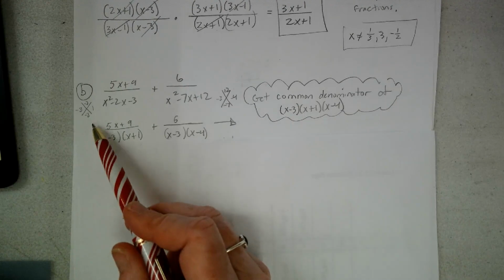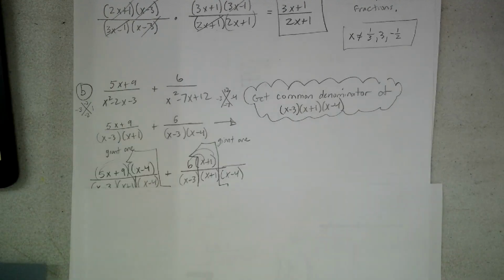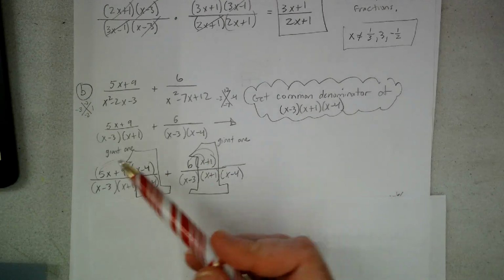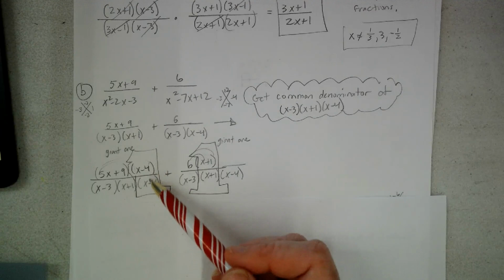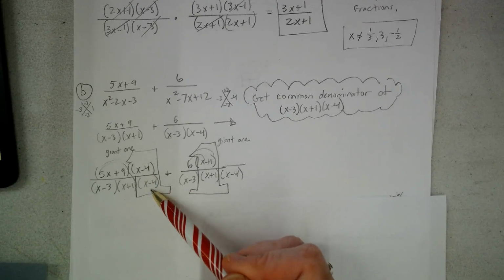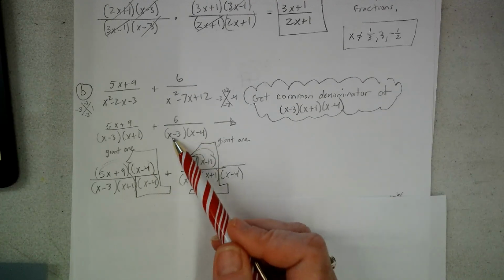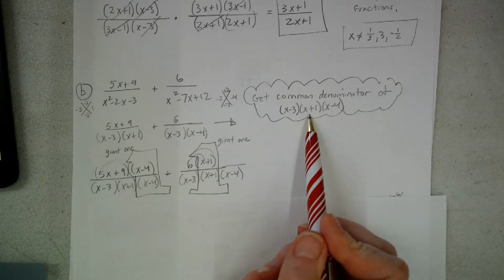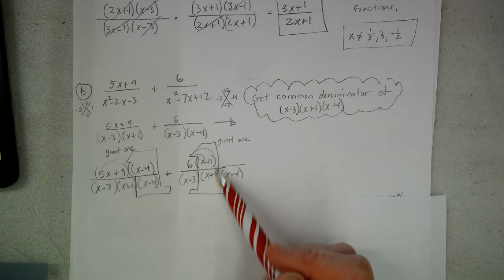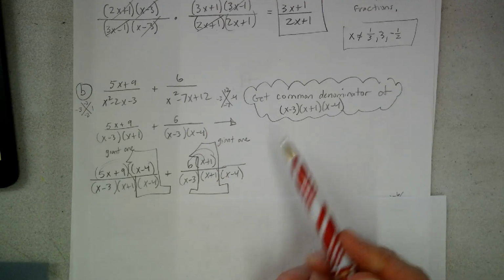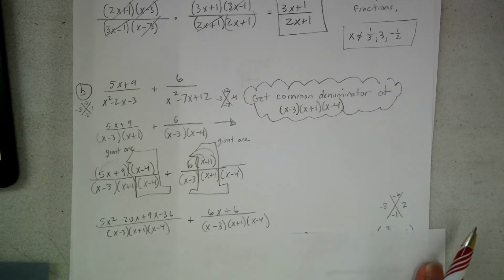So I'm going to multiply this by a giant 1. See how this one's missing the x minus 4? I'm going to multiply it by a giant 1. This one's missing the x plus 1. So I multiply the top and bottom by a giant 1. And then I worked that out.